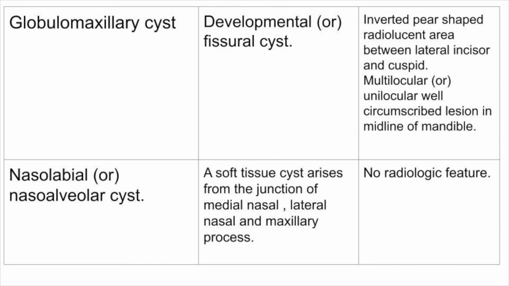Globulomaxillary cyst. It is a developmental or fissural cyst. Inverted pear-shaped radiolucent area between the lateral incisor and the cuspid, multilocular or unilocular, well circumscribed lesion in the midline of the mandible. Nasolabial or nasoalveolar cyst. A soft tissue cyst arising from the junction of the medial nasal or lateral nasal and the maxillary process. It has no radiographic features.